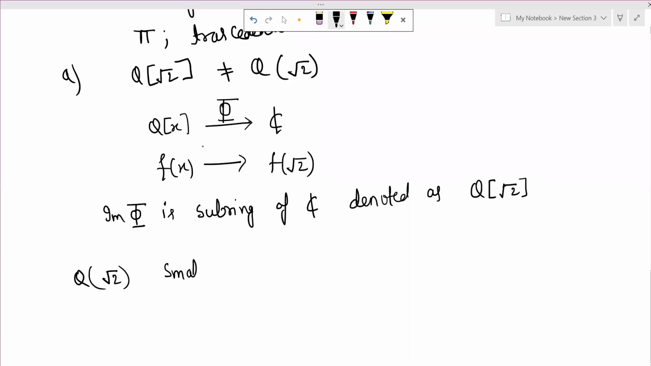Smallest field containing Q and root 2. Yeah, Q and root 2. So these two are notation.